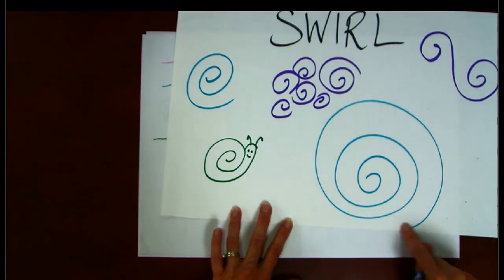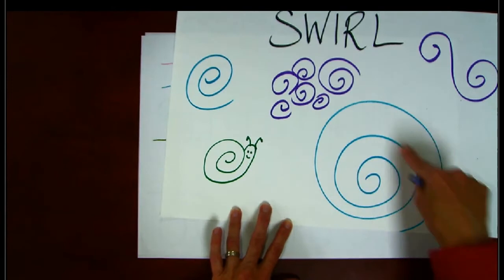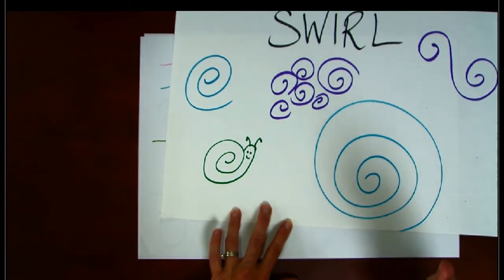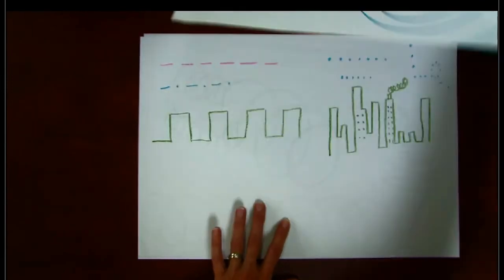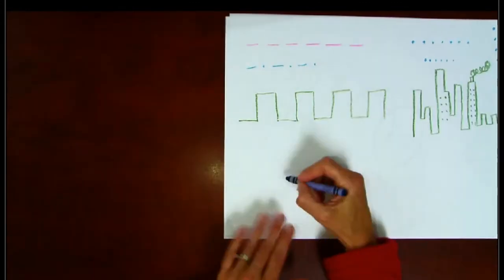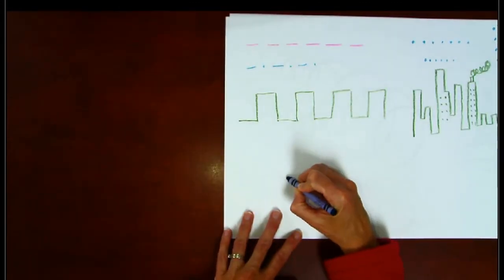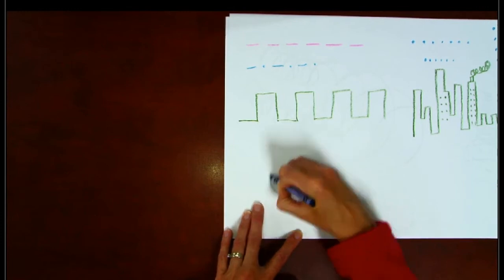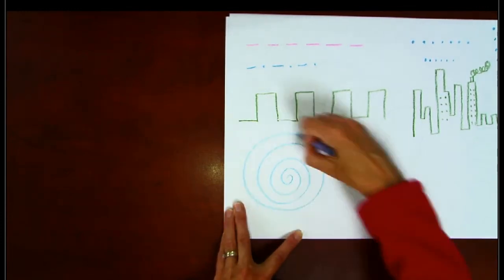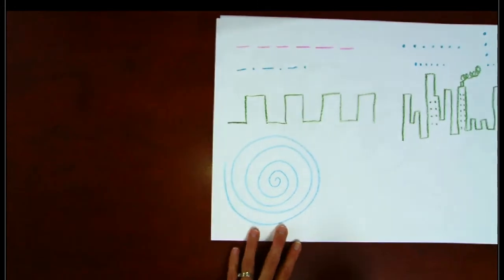Other people, they like to start big and work themselves smaller. You decide what works for you. I'm going to try it both ways. All right, so if I start off with my swirl, all I'm doing is going around and around and around and around and around. That's my swirl.